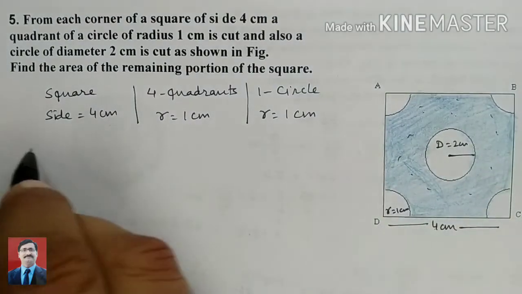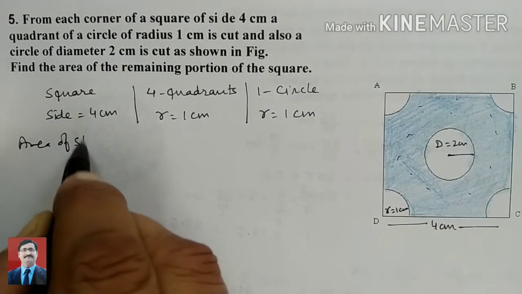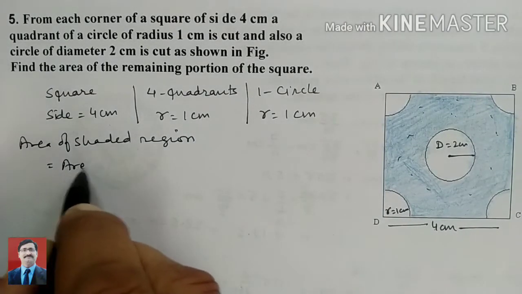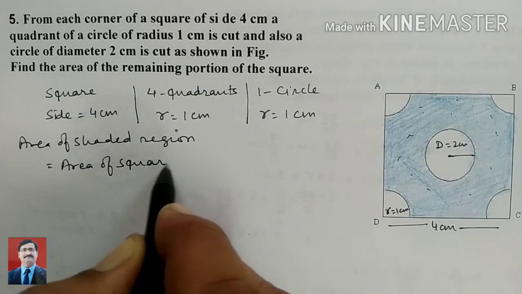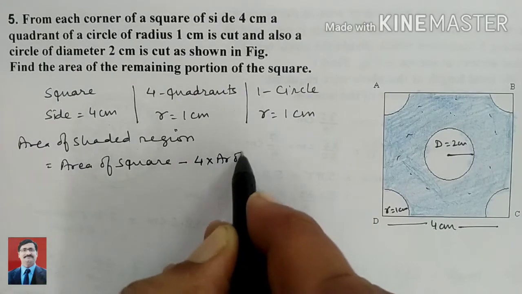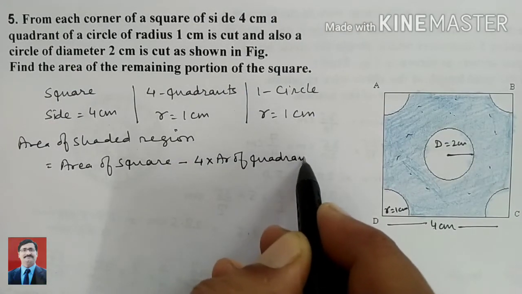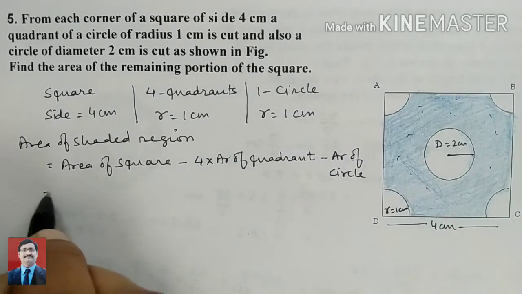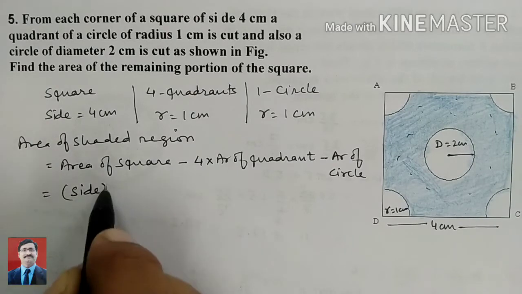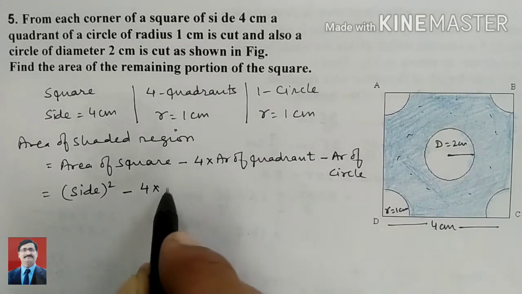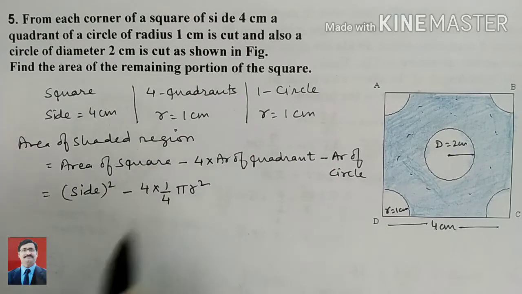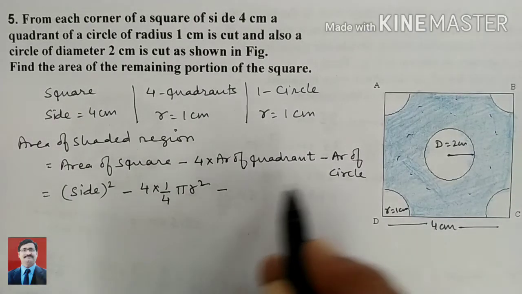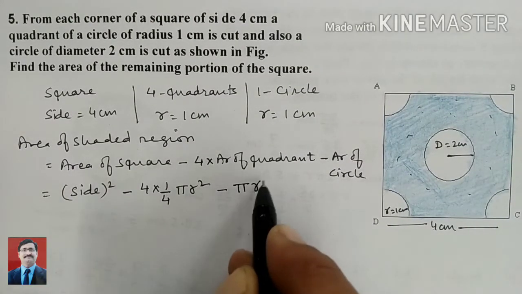Now we can check the area of the shaded region. Area of shaded region we can write as area of square minus 4 into area of quadrant minus area of circle. Area of square we know is side into side, means side square. Area of quadrant is 1 upon 4 pi r square, the fourth part of the circle. Now minus area of circle, and we know area of circle is pi r square.